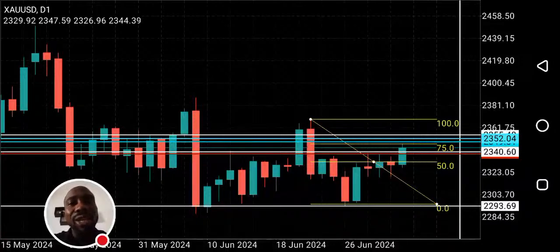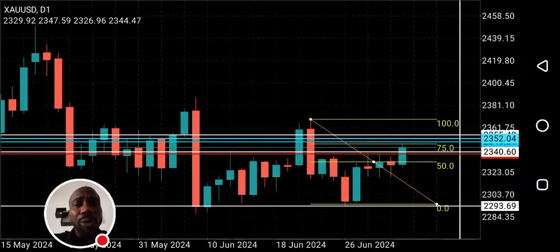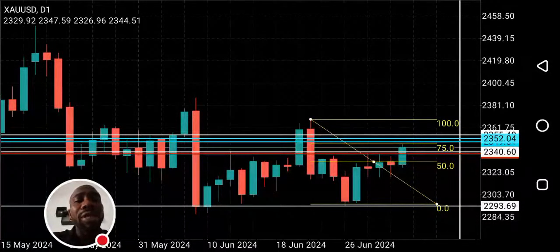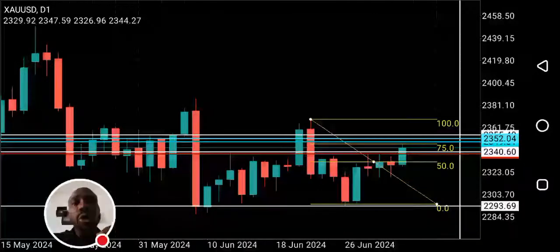So that's my take on gold. I'm considering selling gold today. All I'm waiting for now is a bearish reversal pattern to form on the 4-hour or 1-hour time frame. I'm expecting a massive drop on gold.